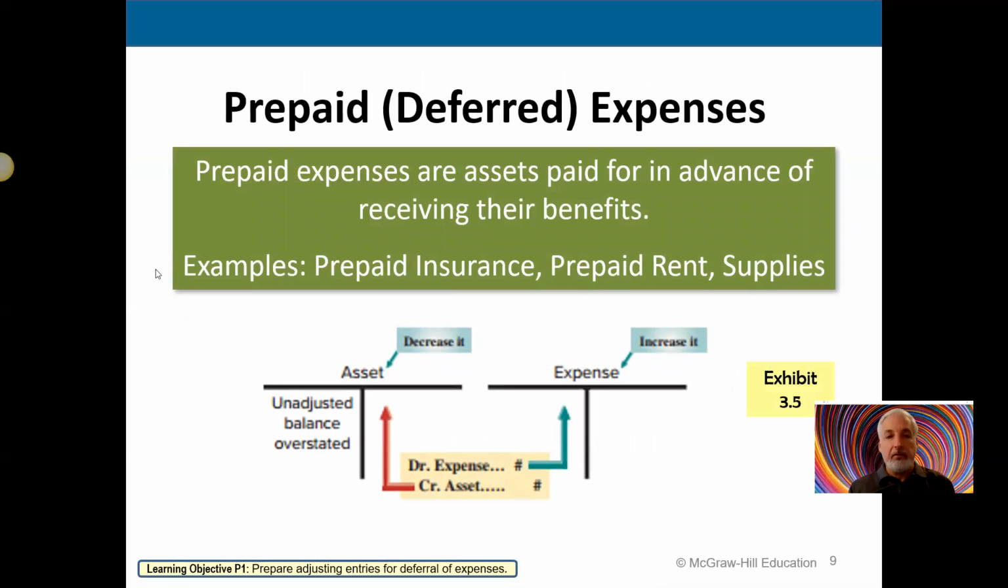So let's look at a prepaid. Prepaid expenses are assets paid for in advance of receiving their benefits. Prepaid insurance, prepaid rent, prepaid supplies inventory. So we need to move it from the balance sheet. And remember the second rule, balance sheet and income statement. We're going to move it from the balance sheet, prepaid expenses as an asset, down to the income statement, actual expenses. We'll credit the asset, reduce the asset, and debit the expense, increase the expense. And the other rule, number one, was never cash. We're not going to do cash.